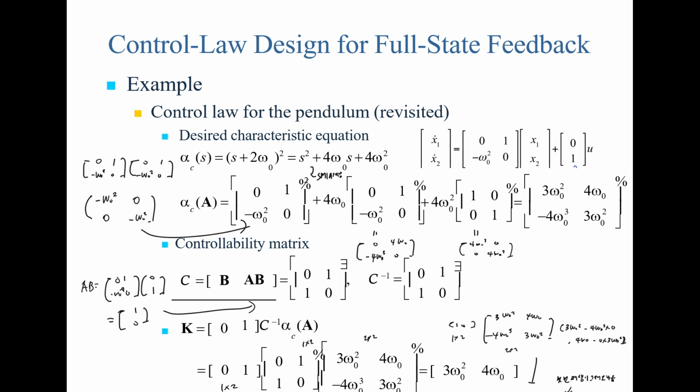So this brings us to the critical condition. We can only shift the poles to any desired location if and only if the system is controllable.